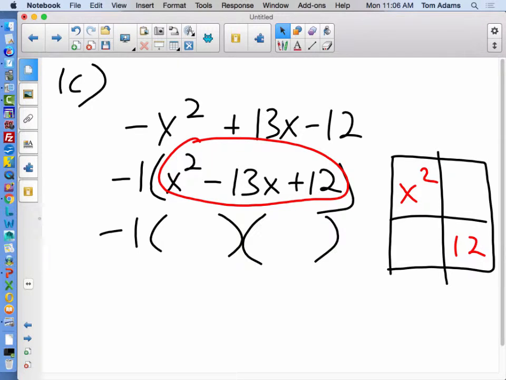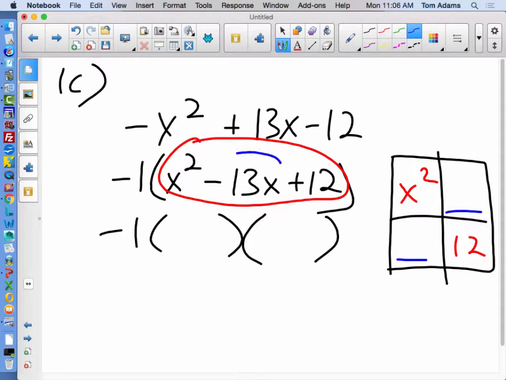Again, I need two numbers that when I add them up, they equal negative 13. Notice that my middle term is negative. So that means I'm going to have a negative term and a negative term, right? So I've got x and x. Then two numbers, when I multiply them together, I get positive 12, but when I add them together, I get negative 13.